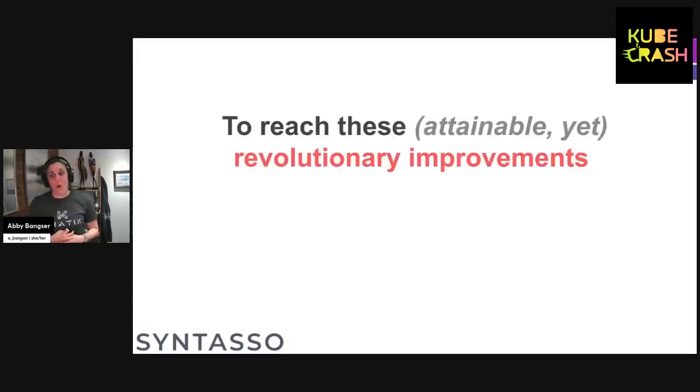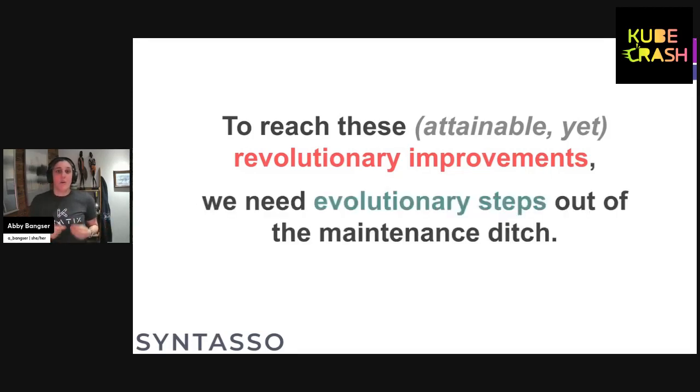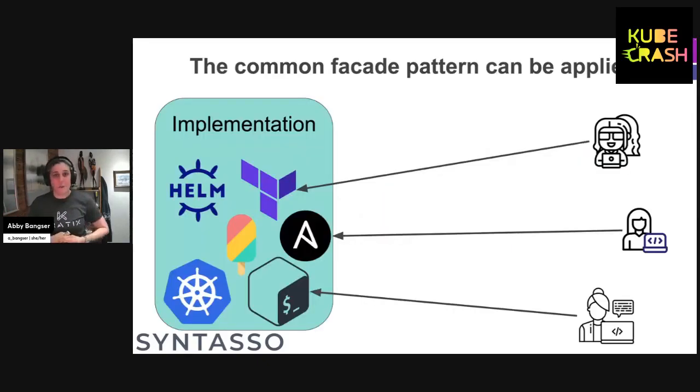So if we want to reach those revolutionary improvements, which I do think are attainable, we need to acknowledge that right now maintenance is taking a front seat, that it is tiring for us as platform engineers to make that leap. And we need to find evolutionary steps that we can do while building on legacy existing code and existing processes, because we can't just stop and rewrite all the time. How can we do that? I'd like to suggest that we can use the facade pattern from application engineering here. What is the facade pattern?